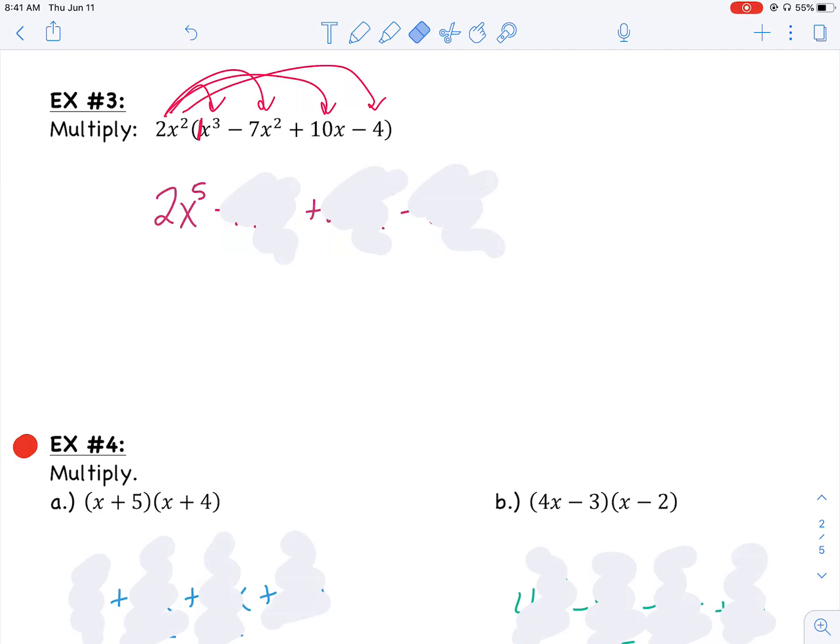All right, I got a -14x to the 4th, 2x squared times 10x is really a 20x cubed. And then I have a 2x squared times a negative 4, which is really a negative 8x squared. Don't forget your positive and negative signs. Don't forget your exponents there. I have no other like terms. I'm in standard form, so that's my final answer. Hopefully you got the same thing I did. All right, keep practicing your multiplication of polynomials because we're going to add to it here in the next video.